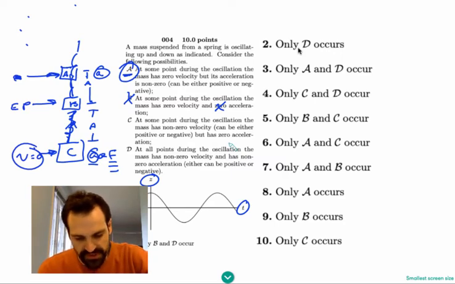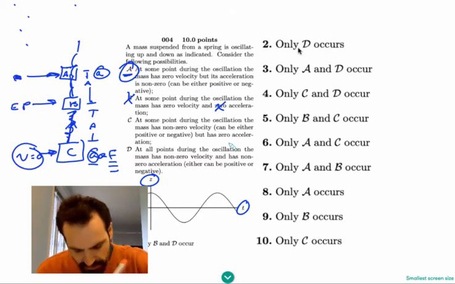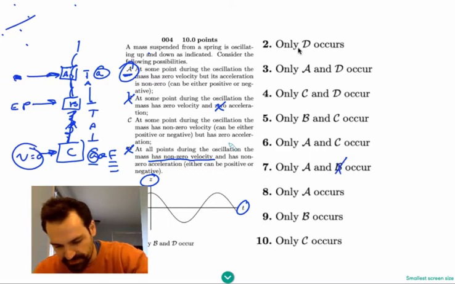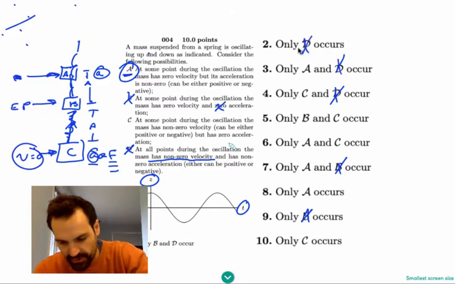At some point during the oscillation, the mass has non-zero velocity, but has zero acceleration. That one's tough. I'm going to come back to that one. And D, at all points during the oscillation, it has non-zero velocity and has non-zero acceleration. Well, there's plenty of points where it does have velocity, but it also passes through points of zero velocity. So we've ruled out B and D.